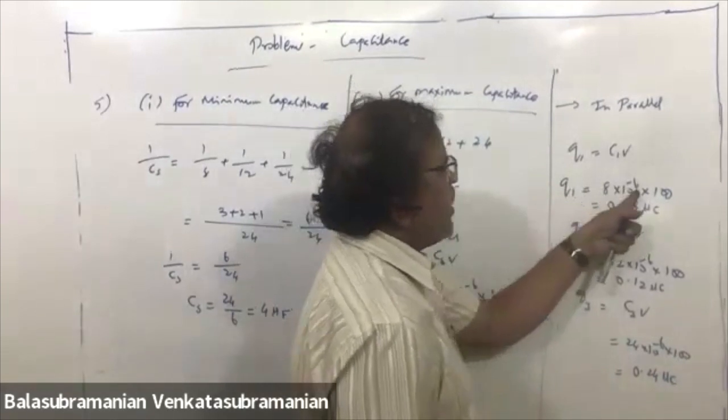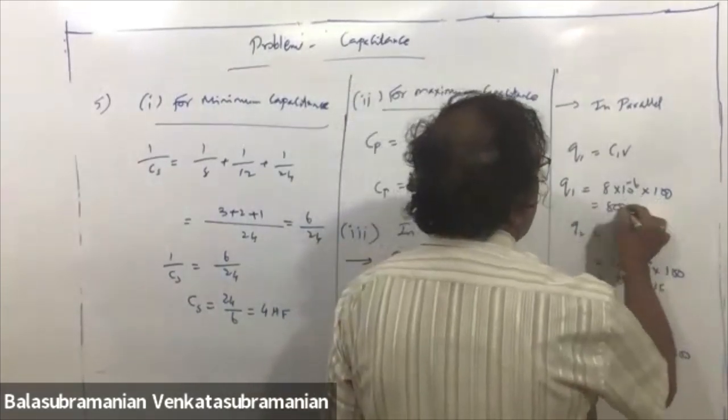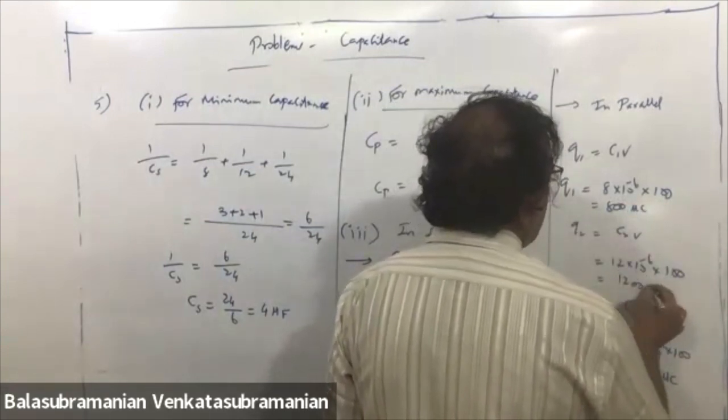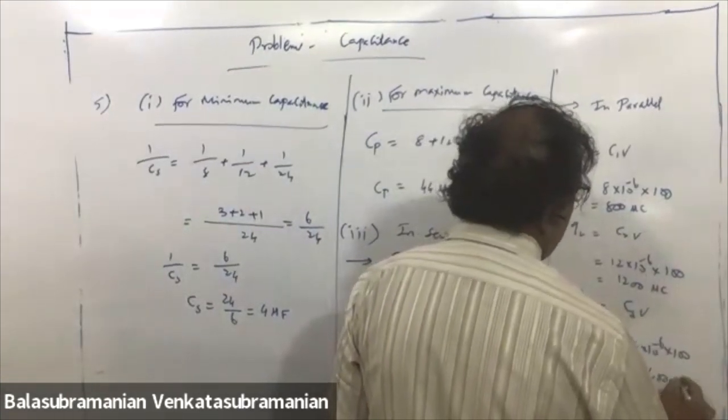8 into 10 power minus 6. So 800 microcoulomb. This is 1200 microcoulomb. This is 2400 microcoulomb.